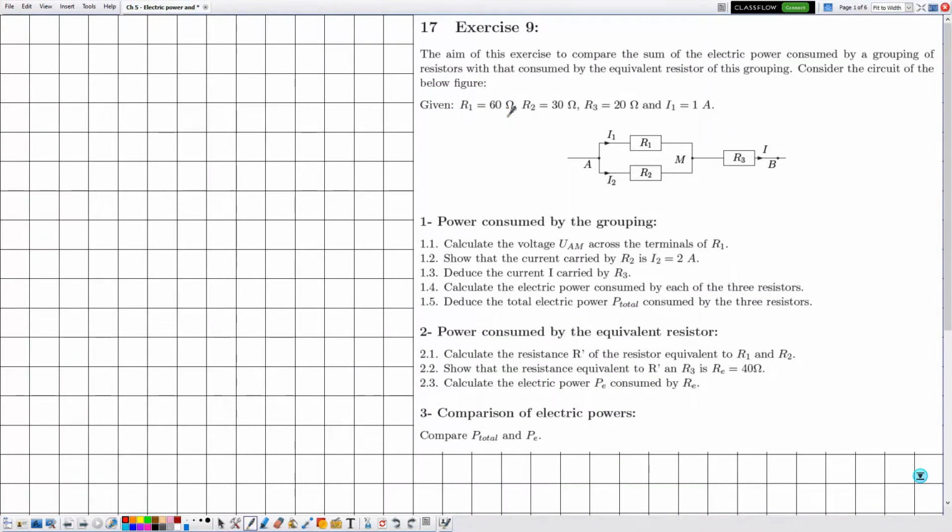They are telling me that R1 is 60 ohms, R2 is equal to 30 ohms, and R3 is equal to 20 ohms. The value of the current I1 is equal to 1 ampere. Then the trick in solving such type of exercises is to write the applied and the reversed voltage and current respectively on the electric circuit itself. Then here we have that the value of I1 is equal to 1 ampere.